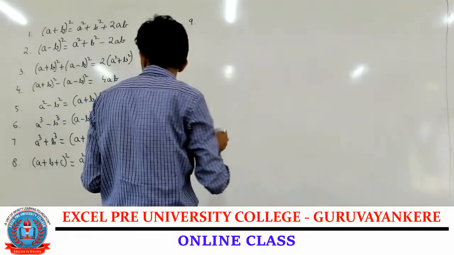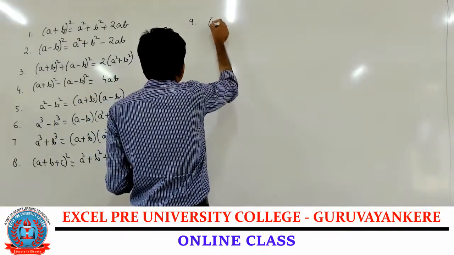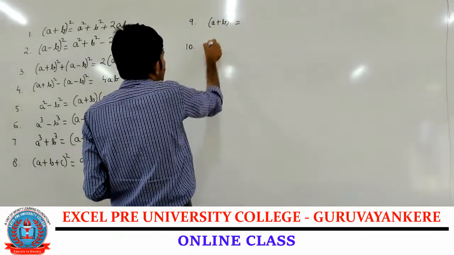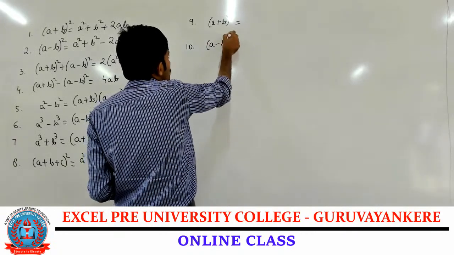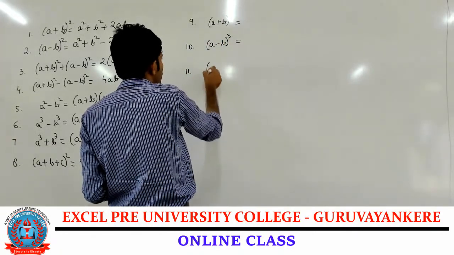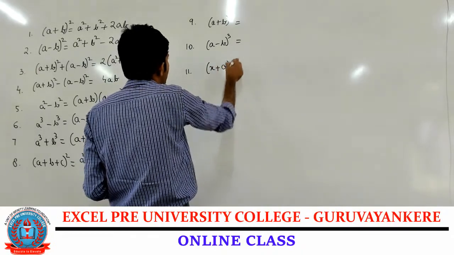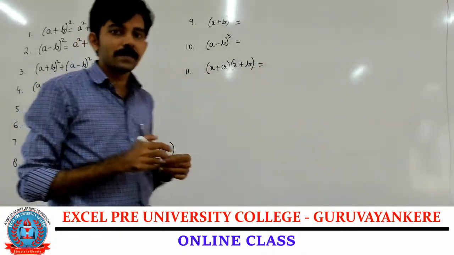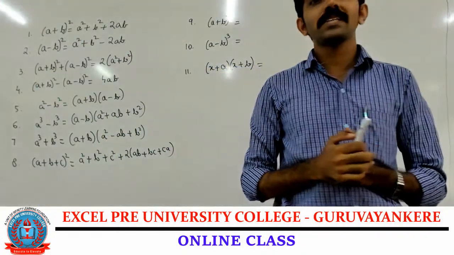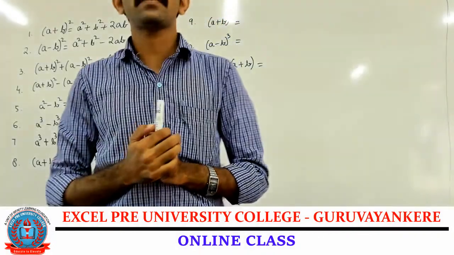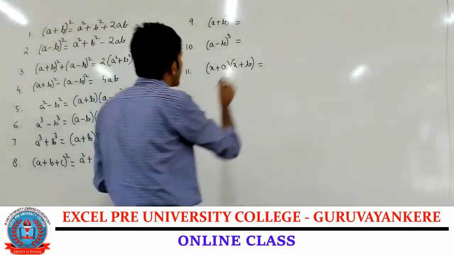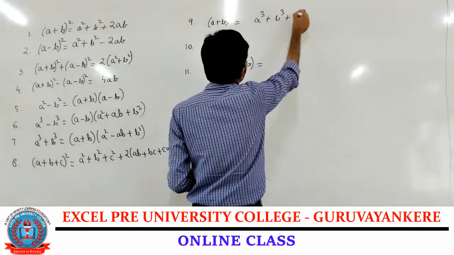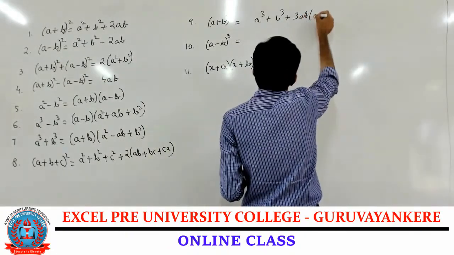Next one we have (a plus b) the whole cube. Can you write this? Can you fill this? (a minus b) the whole cube. Next one is (x plus a) into (x plus b). What is the identity for (a plus b) the whole cube? (a plus b) the whole cube is a cube plus b cube plus 3ab into (a plus b).